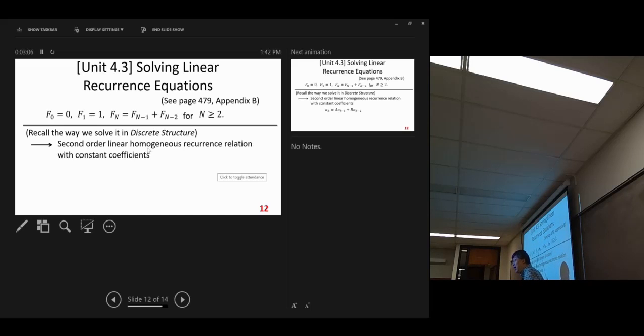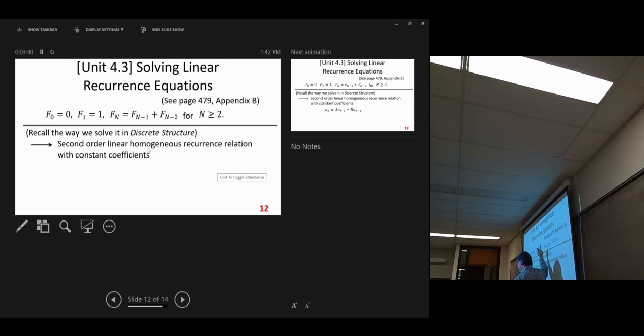Coefficient 1, constant coefficient. Not n. If we put n or n minus 1 here, it's not constant. It's very hard. Non-constant is too hard. So it's homogeneous because we don't have a plus 1 term. A constant term, plus or minus any constant. If you have a constant, then it's not homogeneous. Now the constant term is gone, so we call it homogeneous.